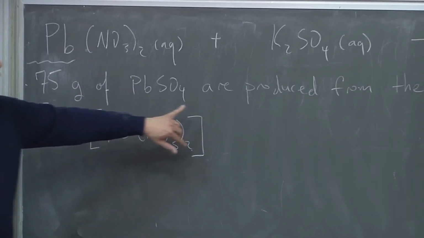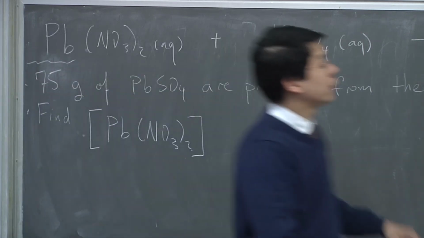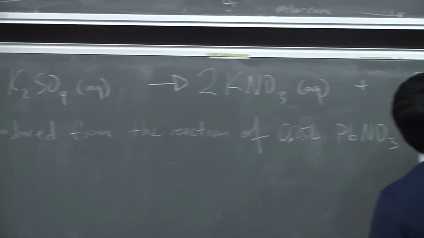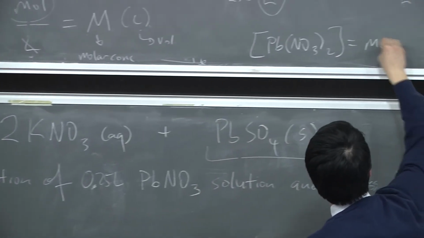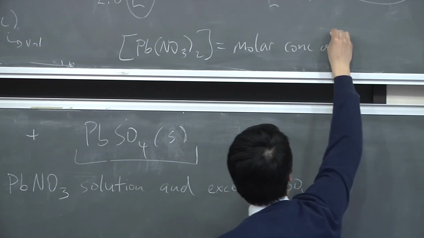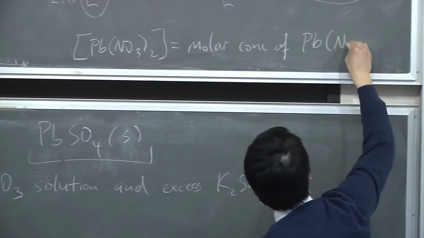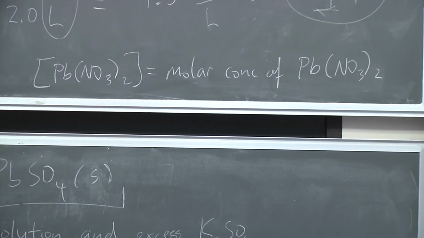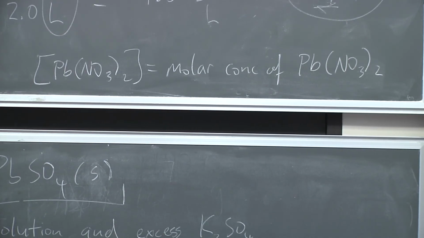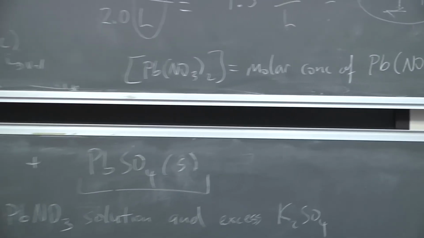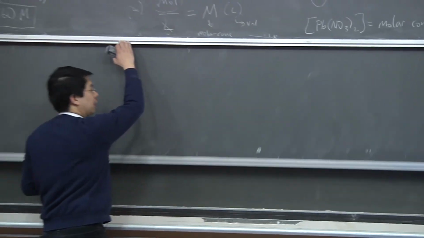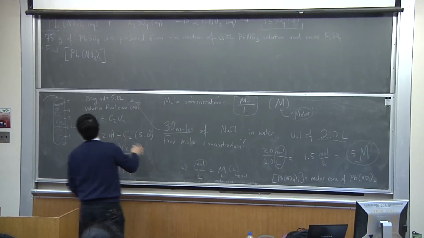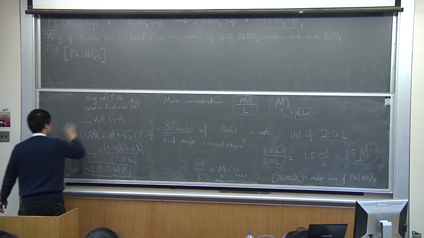I'm going to write this. These square brackets mean molar concentration. So PbNO3 twice in brackets means molar concentration of PbNO3 twice. That's kind of a shortcut we use. Can we do this? Yes. I heard one person say yes. That's kind of encouraging.